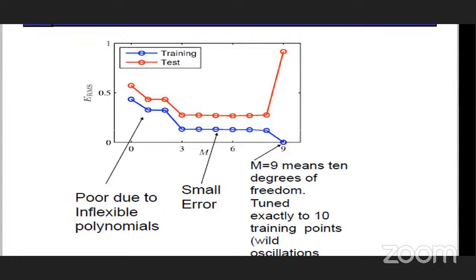For values of M less than 3, like 0, 1, 2, you see that the training error is high and the testing error is high. So the model that you choose should minimize the training error, not necessarily to 0. It should also minimize the test error. That is the goal. If you overfit, your training error will go to 0, but your testing error will go very large, and if you underfit, both your training and testing error will be large. Is it clear to everyone?